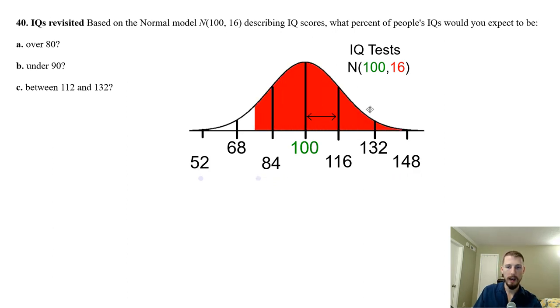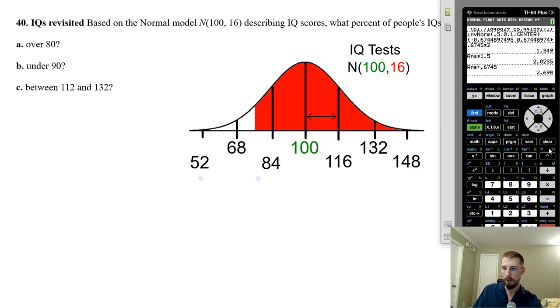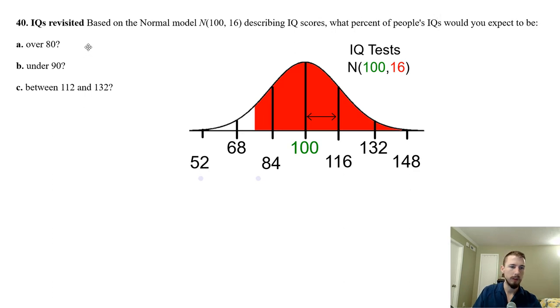So we want to find the area under the curve there. If we're finding the area under the curve, we're using the CDF, so second variable CDF. Our left bound this time is actually going to be 80. Our upper bound, we'll just do 999. We're not using z-scores, we're using the actual statistics here, the actual parts from the distribution. So the center in this case is going to be 100 and the standard deviation is 16. Then hit paste. Alright, so it looks like that's going to be 89.4%.